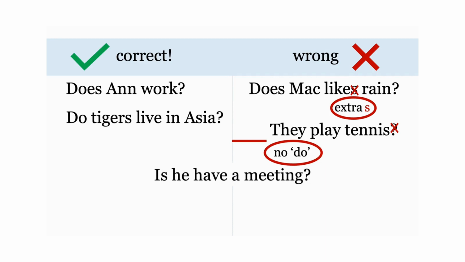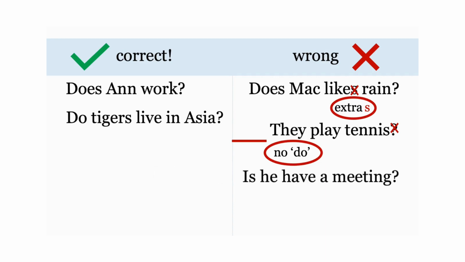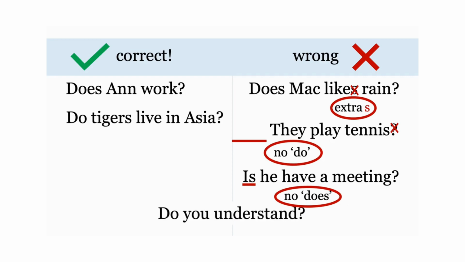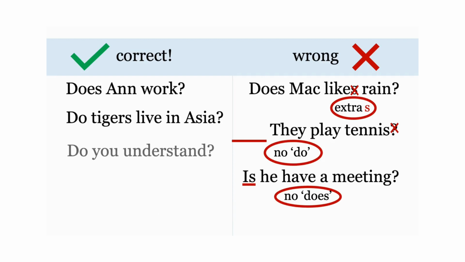Is he have a meeting? Wrong. This is the wrong verb. We don't want a be verb when we have in the question. There's no does here. Correct would be, does he have a meeting? Do you understand? Yes, that is correct. I hope you understand.